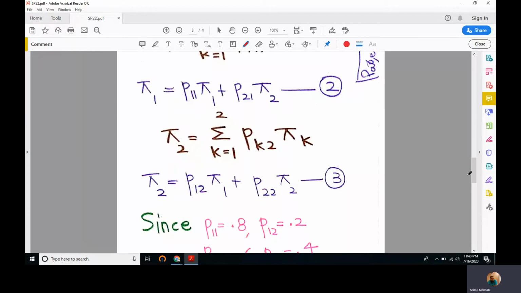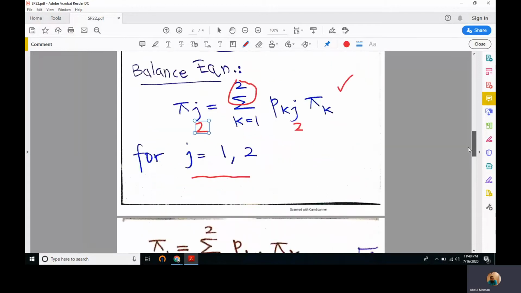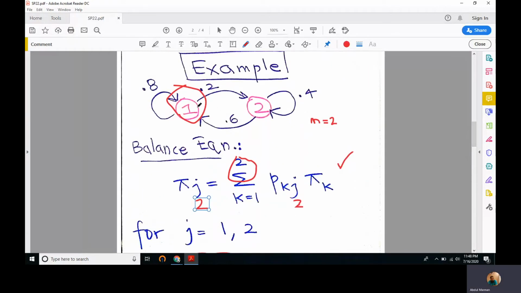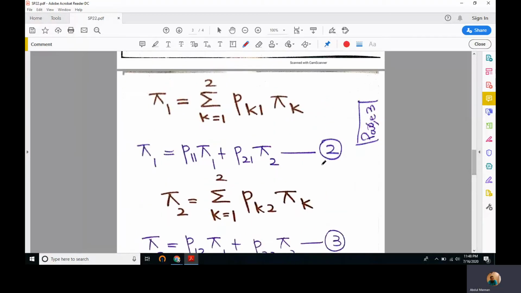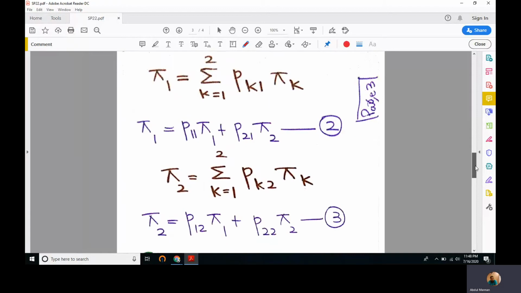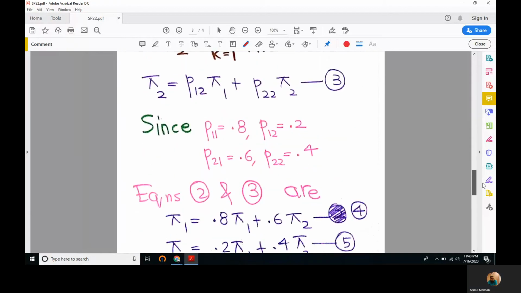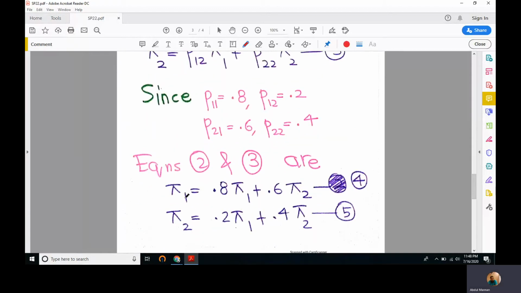And we know that for this chain, P11 is 0.8, P12 is 0.2, P21 is 0.6, and P22 is 0.4. If we put these values in equations 2 and 3, the new equations become pi 1 equals 0.8 pi 1 plus 0.6 pi 2, and a similar equation for pi 2.